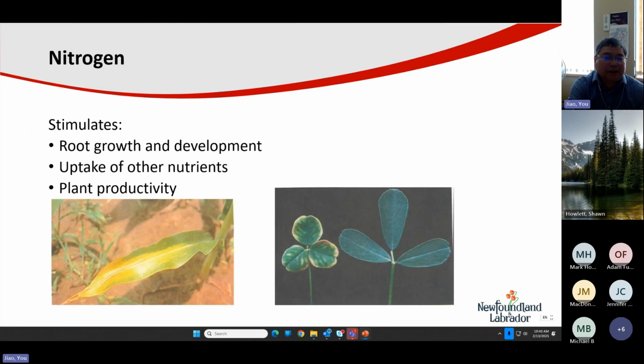to the waterways. Nitrogen stimulates root growth and development, the uptake of other nutrients, and plant productivity. For corn, there's a picture showing nitrogen deficiency. It shows in the lower, older leaves, because the plant has the ability to mobilize nitrogen from older leaves to the top younger leaves to meet the growth requirement. That's why nitrogen deficiency shows in the lower part.